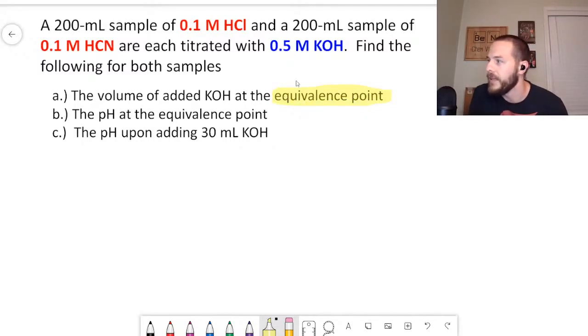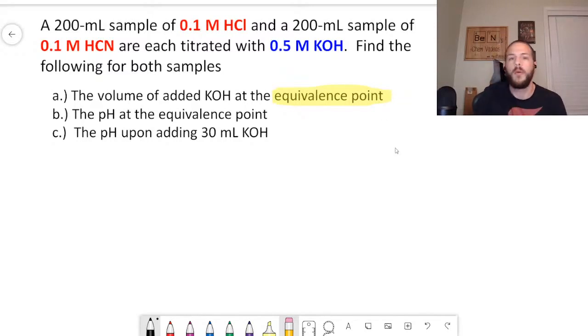Would anybody in the chat like to chime in here on this one? What is the equivalence point? We defined it 2 live streams ago, but I want to make sure we know that. Okay. Not sure how long the delay is, but I don't see anything in the chat.